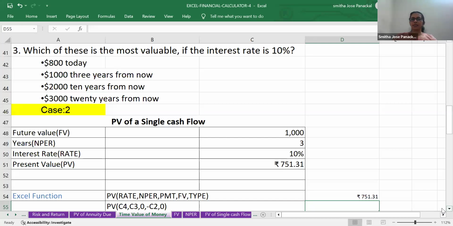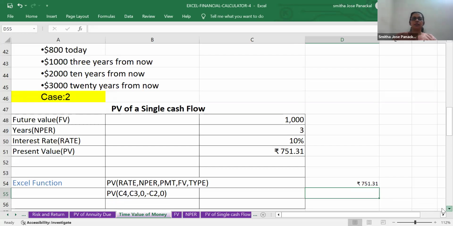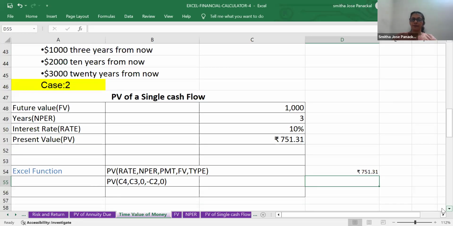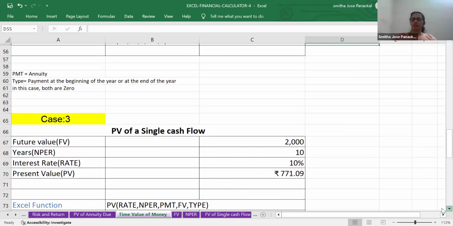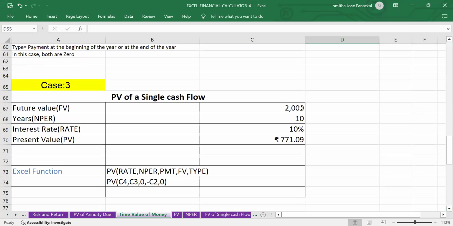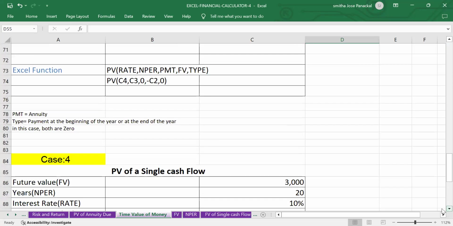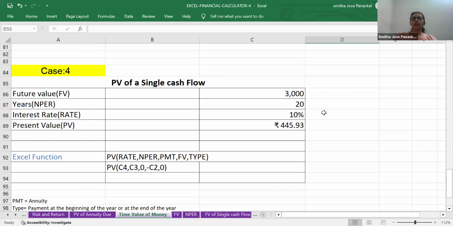Like that, let us see the other values also. Okay, I have done the calculation. I'll just show you that. Let us see how much 2,000 is worth and how much 3,000 is worth when you get it 20 years later. Hope you got the calculation, right? Okay, this is the value of 2,000. If you receive 2,000 at the end of the 10th year at the expected rate of 10%, it is having a worth of 771. Then if you get 3,000 at the end of 20 years at the expectation of 10%, it is having only a worth of 445. Then which one will you prefer?